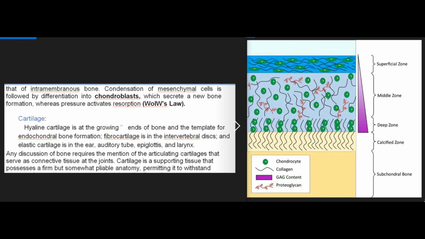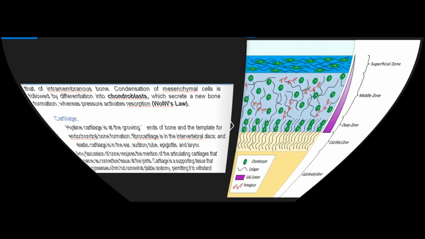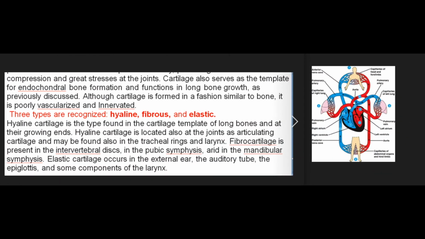Any discussion of bone requires the mention of the articulating cartilages that serve as connective tissue at the joints. Cartilage is a supporting tissue that possesses a firm but somewhat pliable anatomy, permitting it to withstand compression and great stresses at the joints. Cartilage also serves as the template for endochondral bone formation and functions in long bone growth, as previously discussed. Although cartilage is formed in a fashion similar to bone, it is poorly vascularized and nervated. 3 types are recognized: hyaline, fibrous, and elastic.